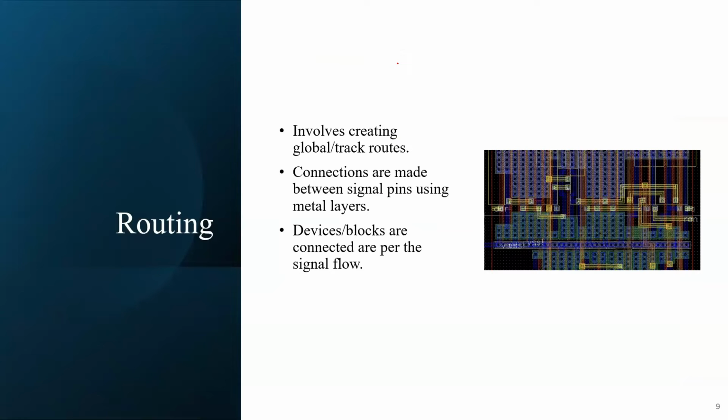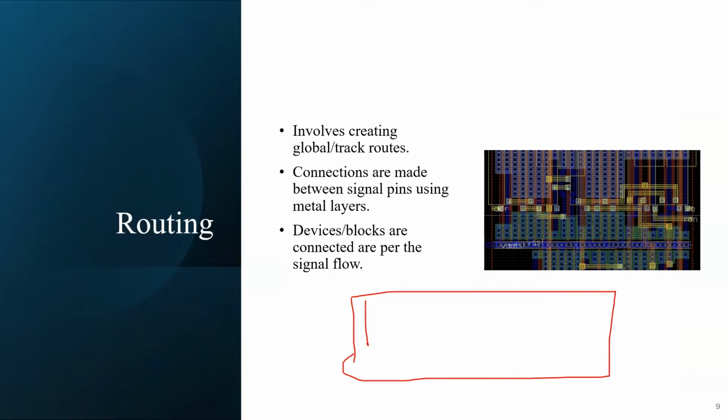Next, we come to the routing. Routing means we are connecting each and every block. Suppose in this area there are multiple blocks, one block, two blocks. So these are all blocks done with the floor plan and base DRC clean.